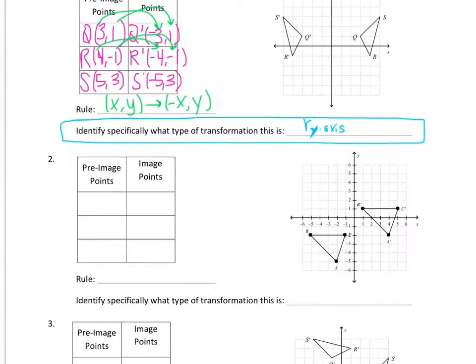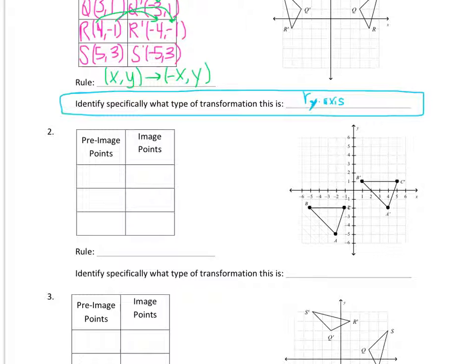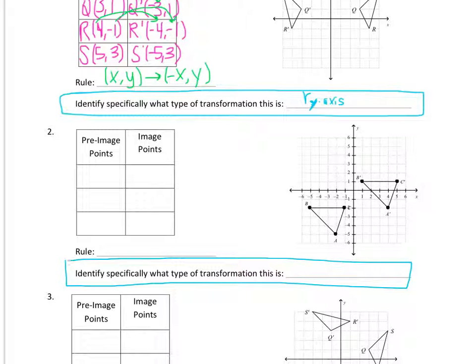If we take a look at example 2, we've got triangle ABC and triangle A prime, B prime, C prime. We're going to use the same process here, where we have to identify the transformation by looking at the preimage and the image coordinates, identifying the rule, and then we'll be able to answer that final step. So take a second to list your coordinates for A, B, C, and A prime, B prime, C prime, and then check back in with me.